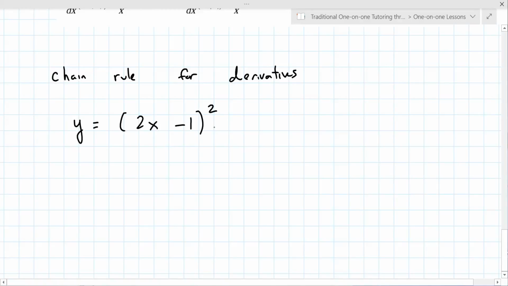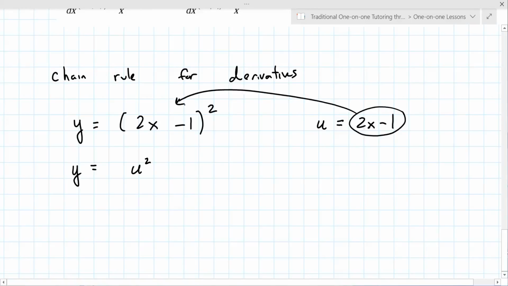Now, one option here is to actually multiply this out, but you don't want to do that in calculus. So what I'm going to do over here is say u equals 2x minus 1. So on the left here, y equals u squared. I took u, I made u that, so this becomes u squared. Do you follow that? Yeah.